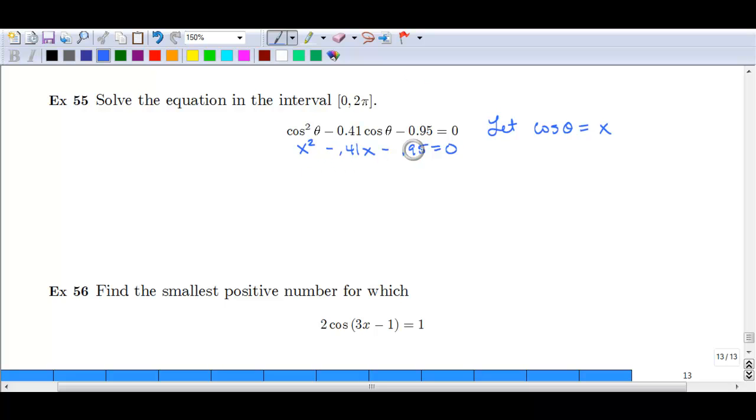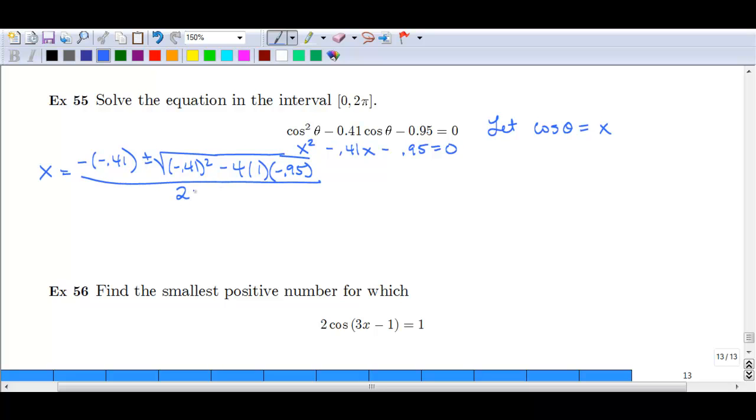Then we go through, this one doesn't factor very well, but we can use the quadratic formula. So x is equal to negative b, which is negative 0.41, plus or minus the square root of b squared, so minus 0.41 squared, minus 4 times a is 1, and c is negative 0.95. All divided by 2 times a is 1 in this case. So in this case, again, putting things into your calculator.